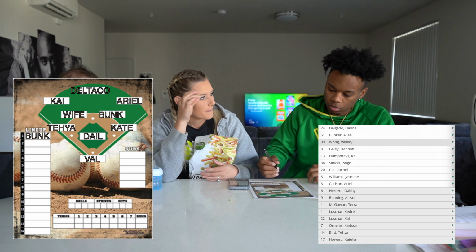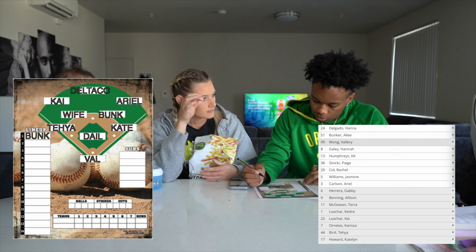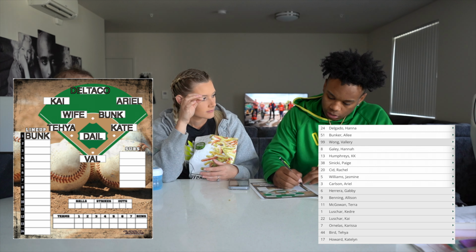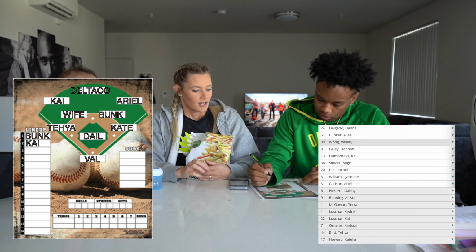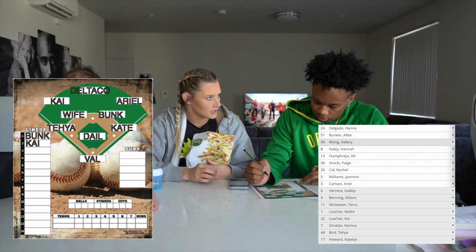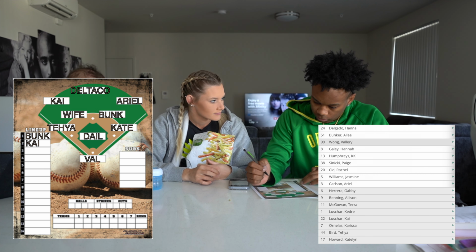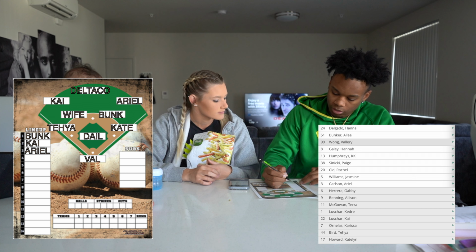You're going to do, let me X them out so I don't get confused. You're going to do Kai. All right. Number three, it's like a power hitter. Usually the 3-4 spots are power hitters. So someone who will hit the bunk, Kai, Ariel. So that's 3 points.